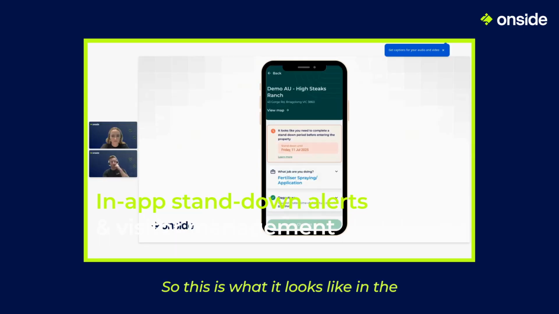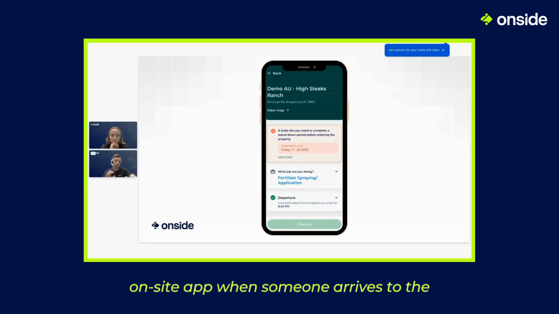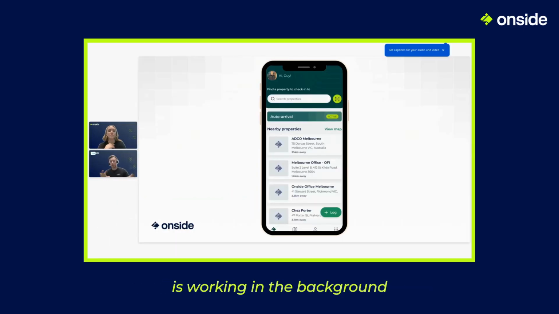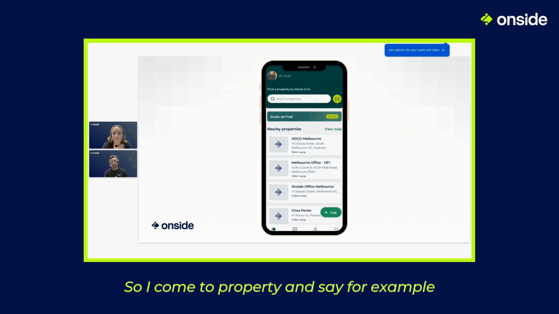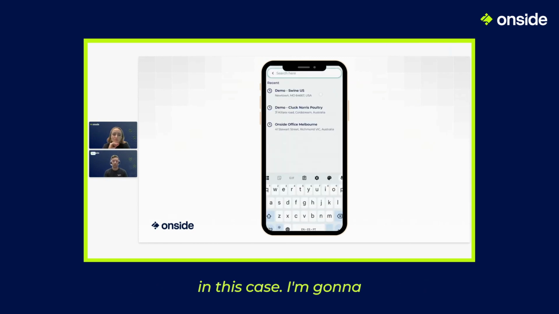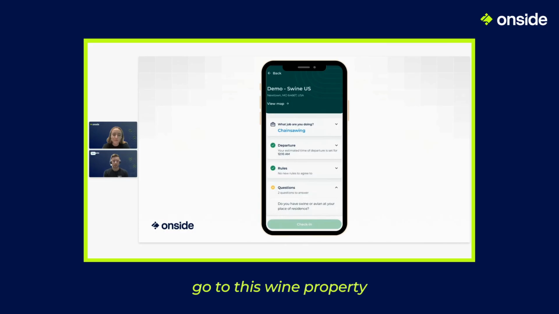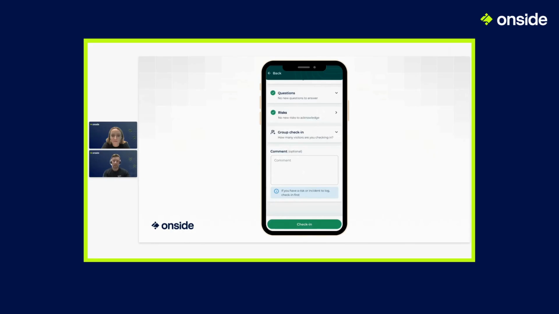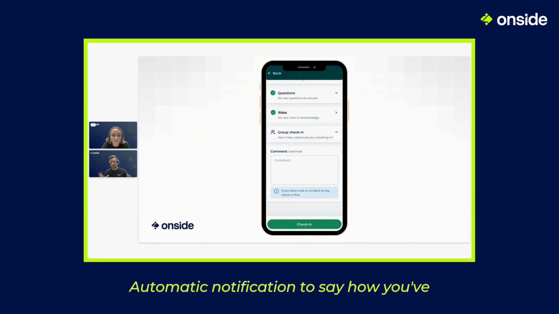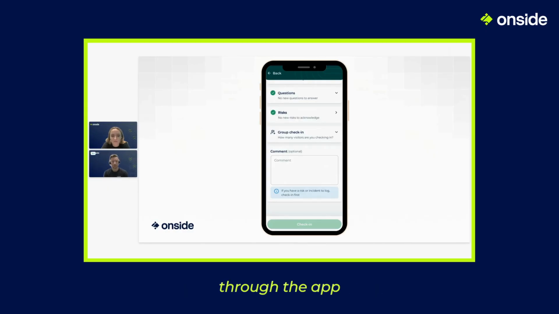So this is what it looks like in the Onside app. When someone arrives to the property, all this automation is working in the background. So I come to a property and say, for example, in this case, I'm going to go to this wine property first of all. I go through the standard on-site check-in. I go through and answer the manual questions, sign into the property, and all of that stuff is, as you already know in the app, you get this automatic notification to say, hey, you've answered these questions wrong, and you need to contact whoever, and you can just do that directly through the app.